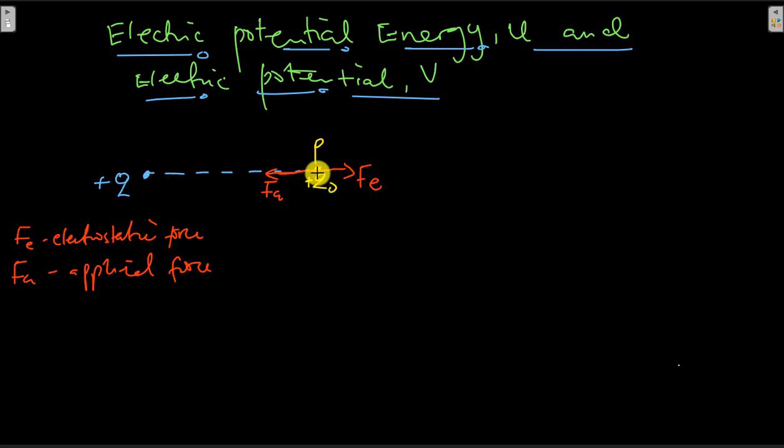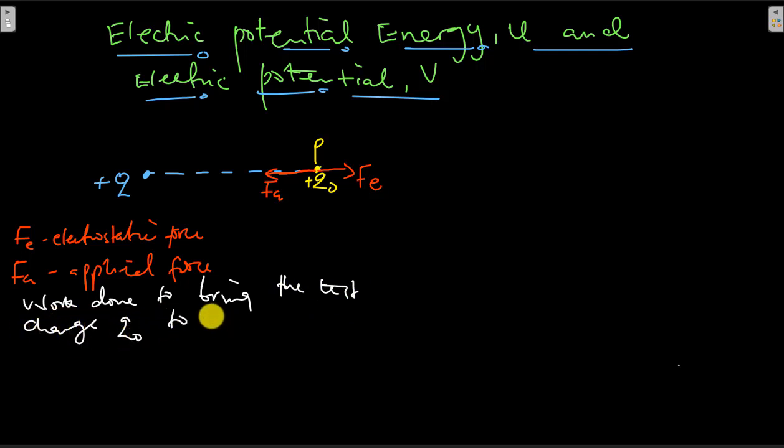Now, of course, since there is repulsion, we have to do work against the field. So let's calculate the work we have to do in order to bring the test charge Q0 to the point P. Well, it's difficult to calculate that work directly, but there's a simpler trick using calculus.